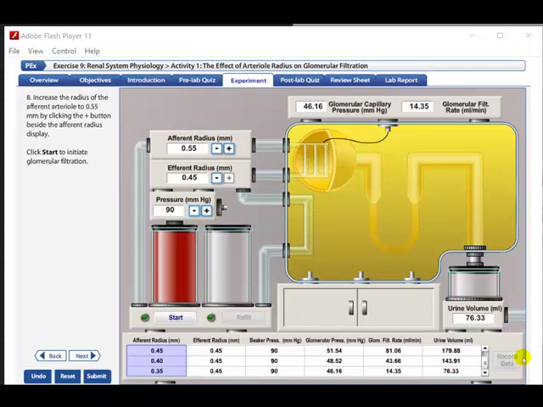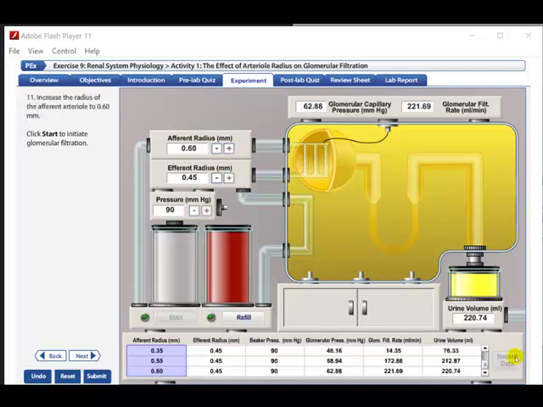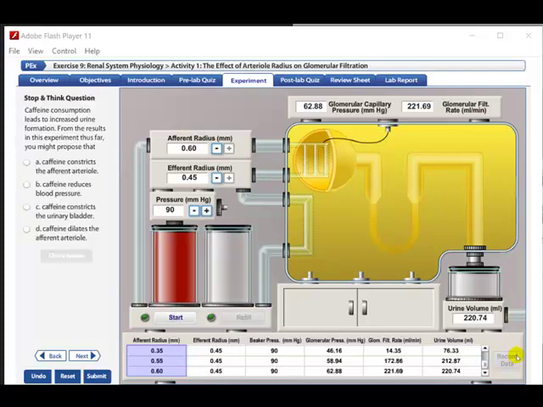So we changed the afferent radius value to 0.55, and now we're going to observe the changes. Now we increased the afferent radius by 0.05. The glomerular pressure increased and the glomerular filtration rate also increased. The urine volume also increased. We observed that an increase in the radius of the afferent arteriole leads to an increase in the urine volume.